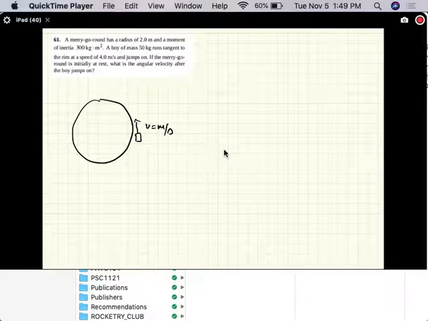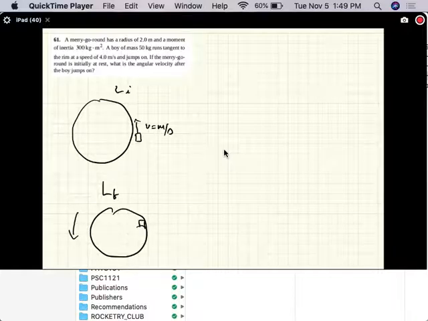So the initial angular momentum, which is the angular momentum of the merry-go-round, which is 0, plus the angular momentum of the boy, should equal the final angular momentum, when this thing is rotating with the boy on the end. They don't tell you where he lands, but we have to assume that he's at the edge.